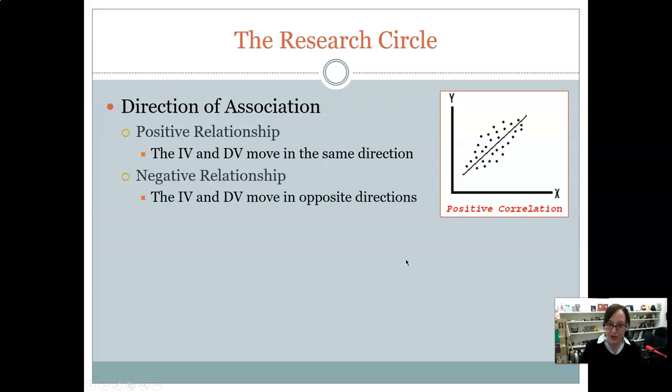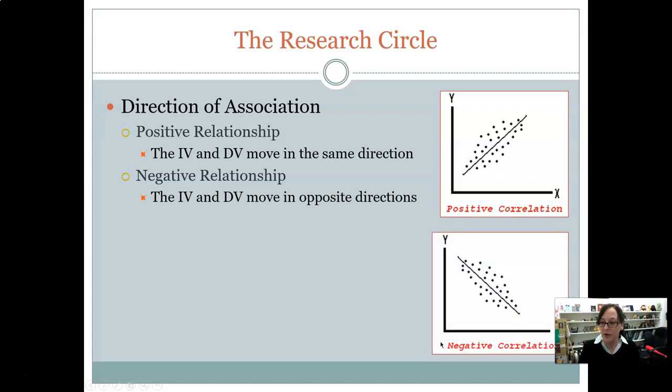Whereas a negative relationship is the opposite. As the independent variable goes up, the dependent variable goes down. So this is what it looks like. As x goes up, y goes down. So it's moving in this opposite relationship. And this would be something like, as age increases, likelihood of recidivism goes down, because we know that people age out of crime. So that would be a negative relationship.